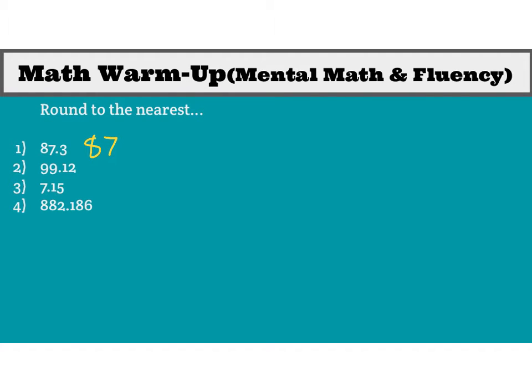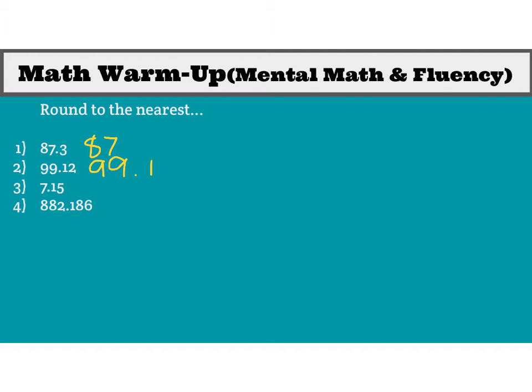Let's take a look at number 2. For this decimal, I would like you to round to the nearest tenth. So go ahead and pause your video and do that now, please. 99 12/100 rounded to the nearest tenth would be 99 1/10.